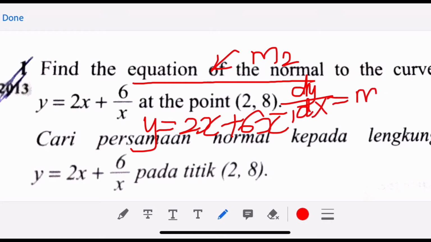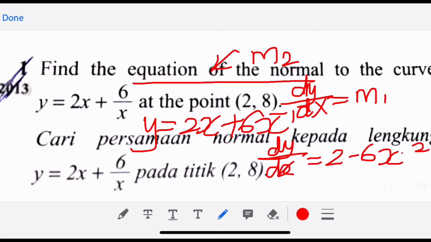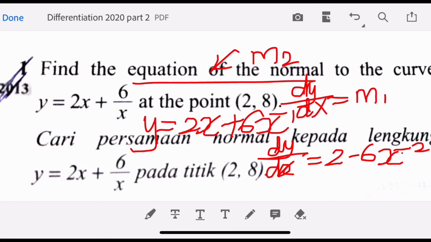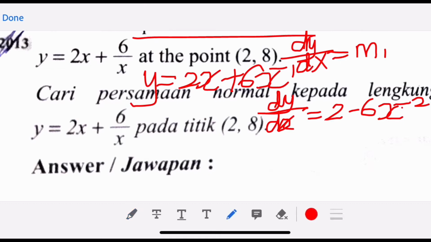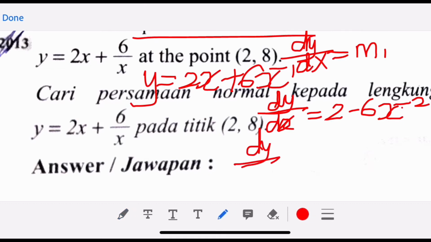And then dy/dx we assign as m1. We stick to m1 for dy/dx. Every time we do, we say dy/dx is m1 and m2 is the gradient of normal, because tangent is a straight line making a right angle with normal. So m1 times m2 must be equal to -1.